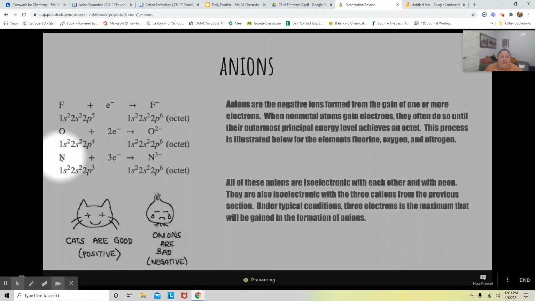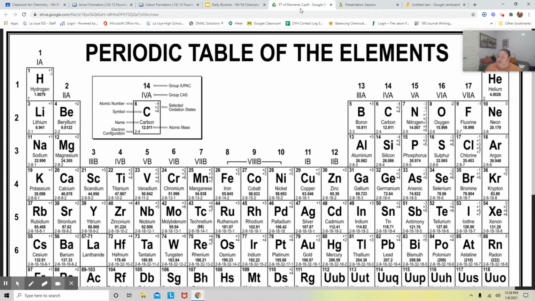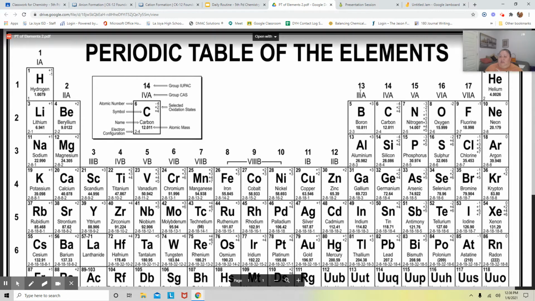The last one, nitrogen. What group is nitrogen in? Find nitrogen. Anybody see it? Remember, you're looking at the nonmetals on the right side. What group number and how many valence electrons for this element? Nitrogen. Anybody see it? You're looking over here on the right side of the periodic table, guys.